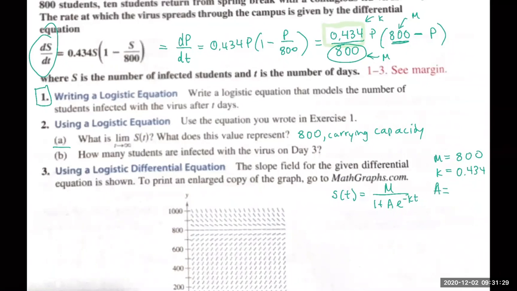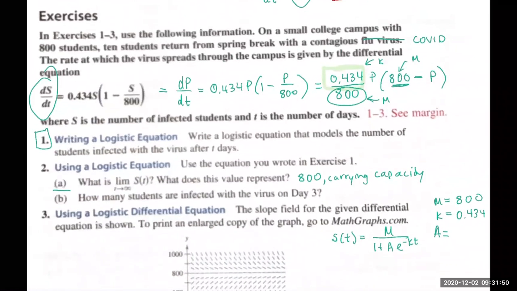Capital A, unlike the exponential growth and decay problems where A represented the initial population, does represent some constant, but it does not represent your initial population. However, if they give you an initial condition, that's going to help lead us to answer that question. So if you look back at your first paragraph, can you tell me what the initial condition is that's presented in the problem? What's the initial condition in the paragraph that you have there?